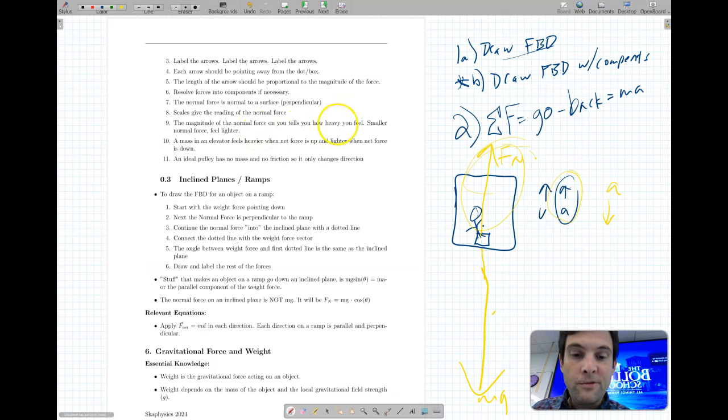The magnitude of the normal force tells you how heavy you feel. Smaller normal force, you feel lighter. Mass in an elevator feels heavier when the net force is up, and lighter when the net force is down.